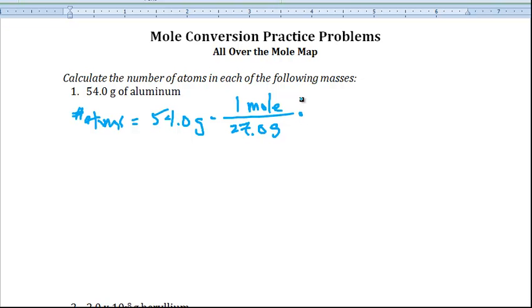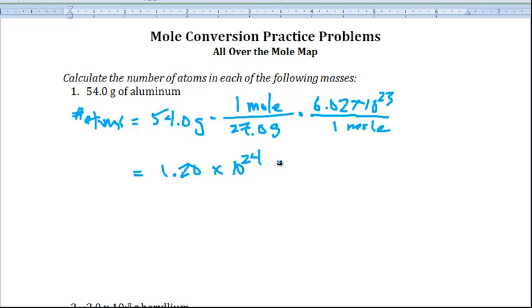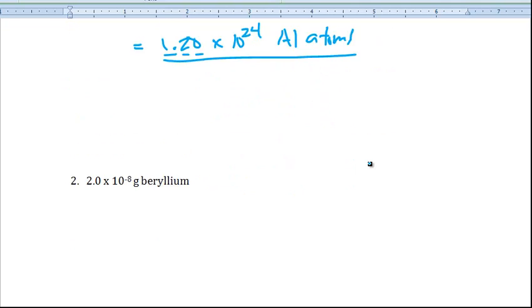And then, to get this into the number of atoms, we multiply by Avogadro's number, 6.02 times 10 to the 23rd over 1 mole. When we plug that through, we get an answer of 1.20 times 10 to the 24th aluminum atoms. There we go, 1.20, because we were given 3 significant figures in the mass, and we can keep 3 significant figures in the answer. All right, let's scroll down, number 2.